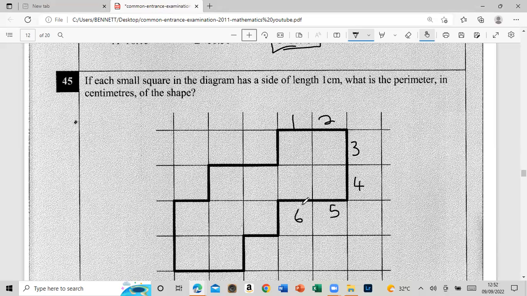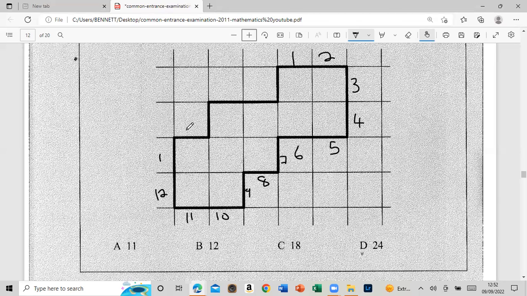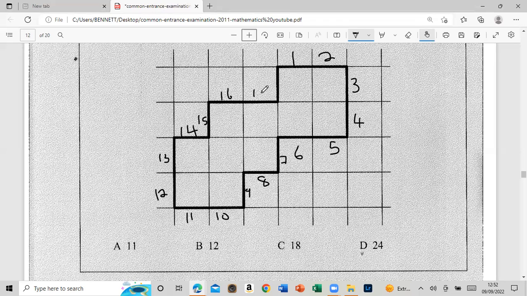It brings out the critical thinking in you guys. Alright, so that's 7. Remember, this makes 6, this makes 7, this makes 8, this makes 9. It's the total distance around. So this one is 10, this is 11, 12, 13, 14. Don't forget that part here. 15, 16, 17, and this one makes 18. So this would be 18.